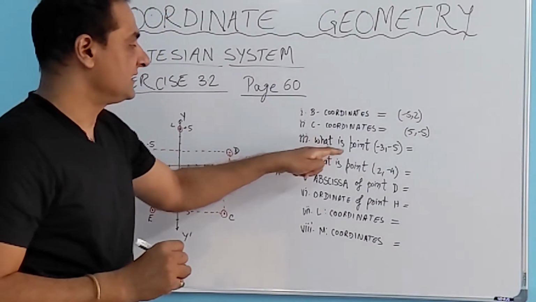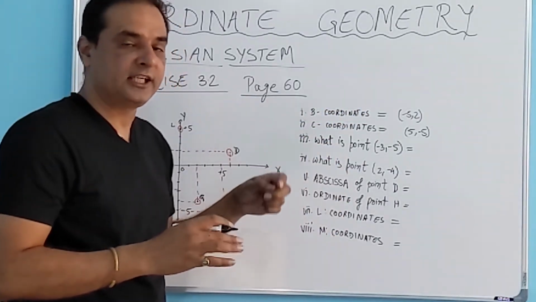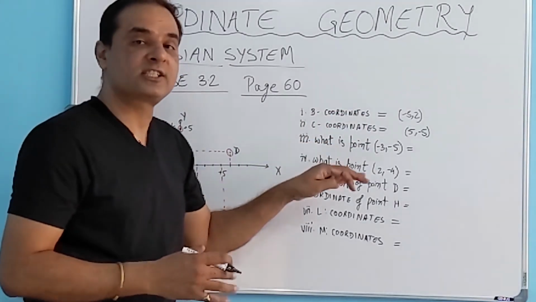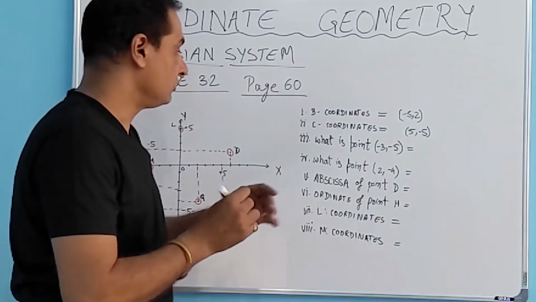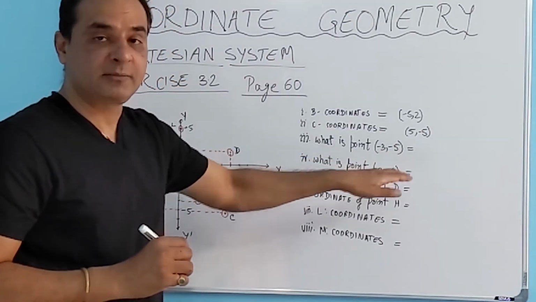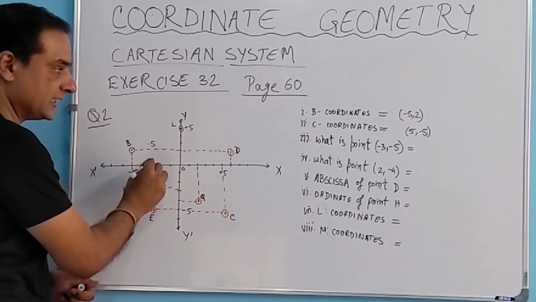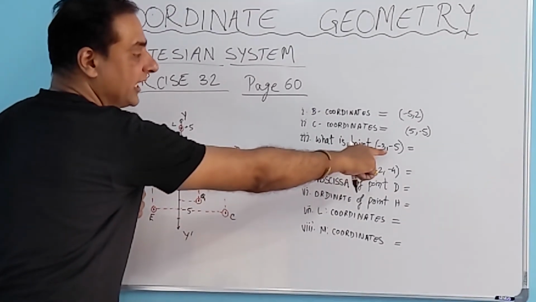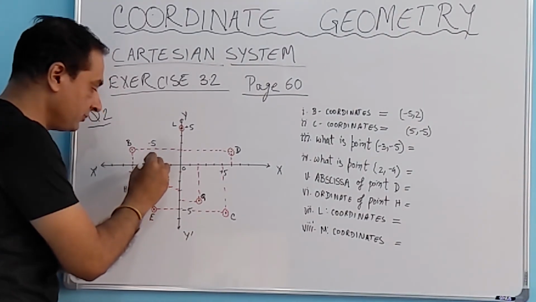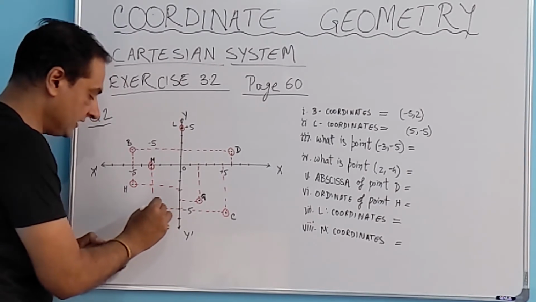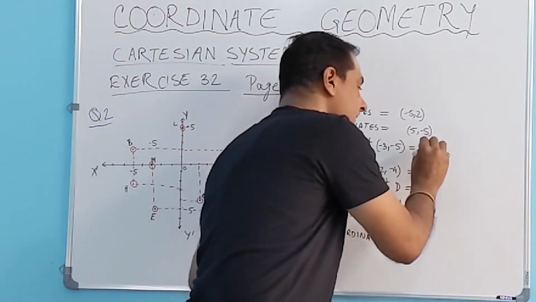Now the third question is, what is the point minus 3, minus 5? Look at the first two questions. They say look at the point and find the coordinates. In the third question, the coordinates are given, but we need to identify which point it is. Looking at these coordinates, minus 3, minus 5, on the x axis we find minus 3. And then for the y coordinate we need minus 5, which will be in the lower direction. We go down from here. So at minus 3, minus 5, we arrive at this location, which is point E. So the point minus 3, minus 5 is E.